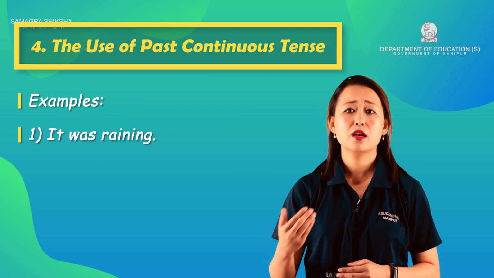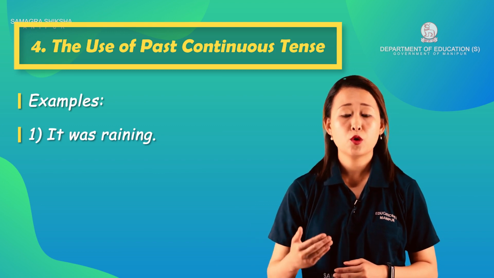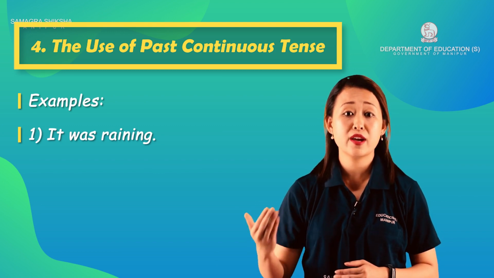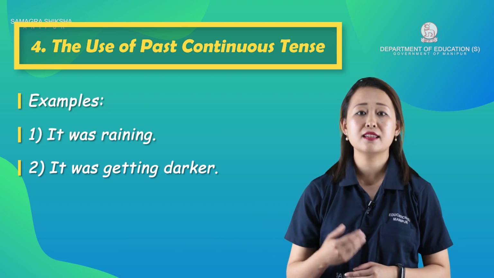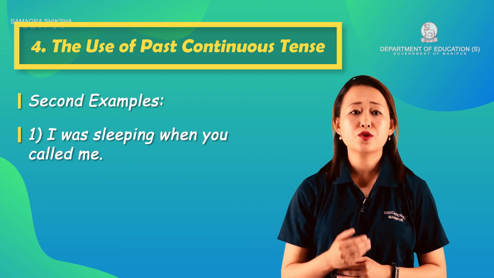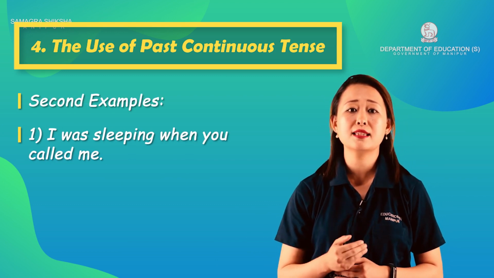For example, it was raining. We don't know when it was, but it was raining. It was getting darker. Now, the second use of the past continuous tense.